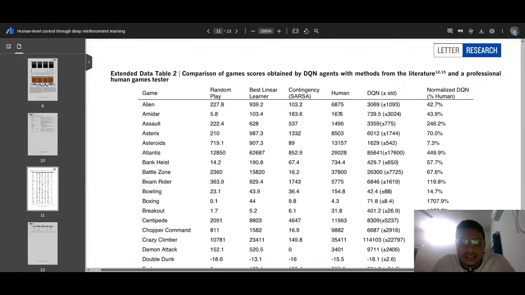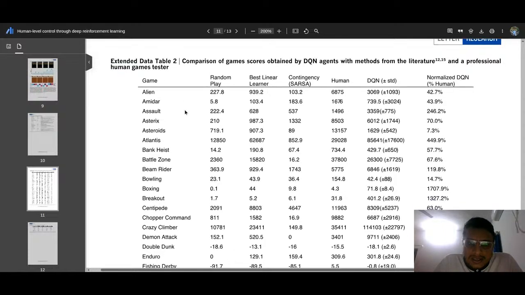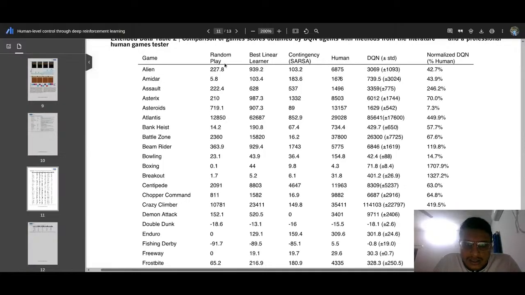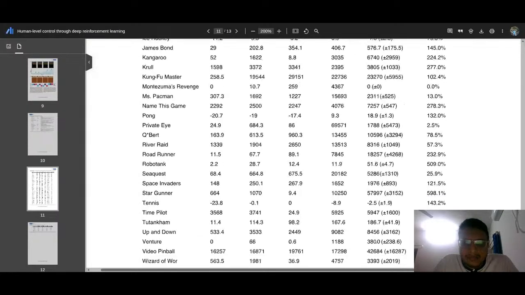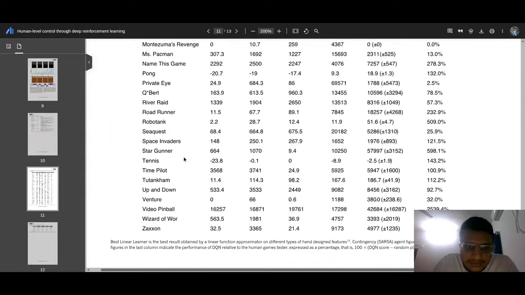So I'm reading page number 11 of 13. Comparison of game scores obtained by DQN and the methods from the literature and a professional human games tester. So we can see random play. We can find the instance and create an instance and find the optimum value. The random play output is 227.8. Best linear learner is this. Contingency is this. Human is this. DQN normalized 42.7%. The same applies to the different rates. Tennis is the same, 143.2%.